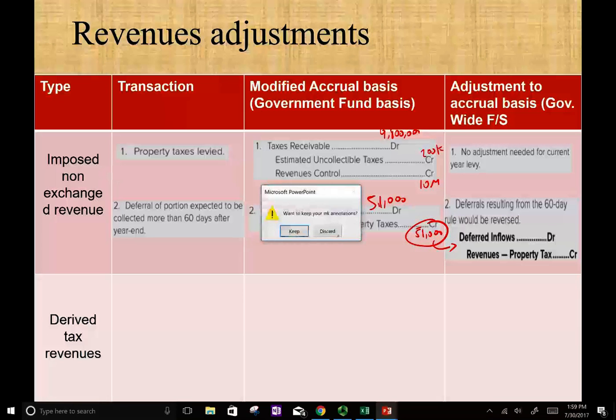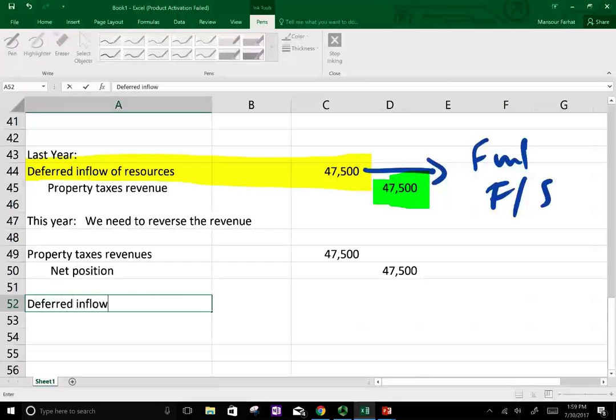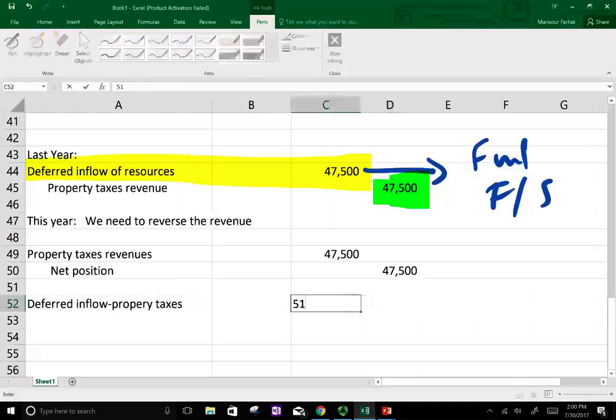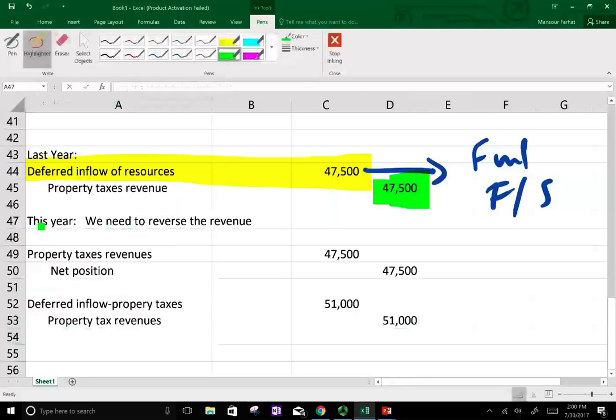Therefore, what we do for this year, we're gonna debit deferred revenue, deferred inflow of property taxes. It was 51,000 that we deferred, and we credit property tax revenue 51,000. Now, this is this year. This is what we need to do this year.